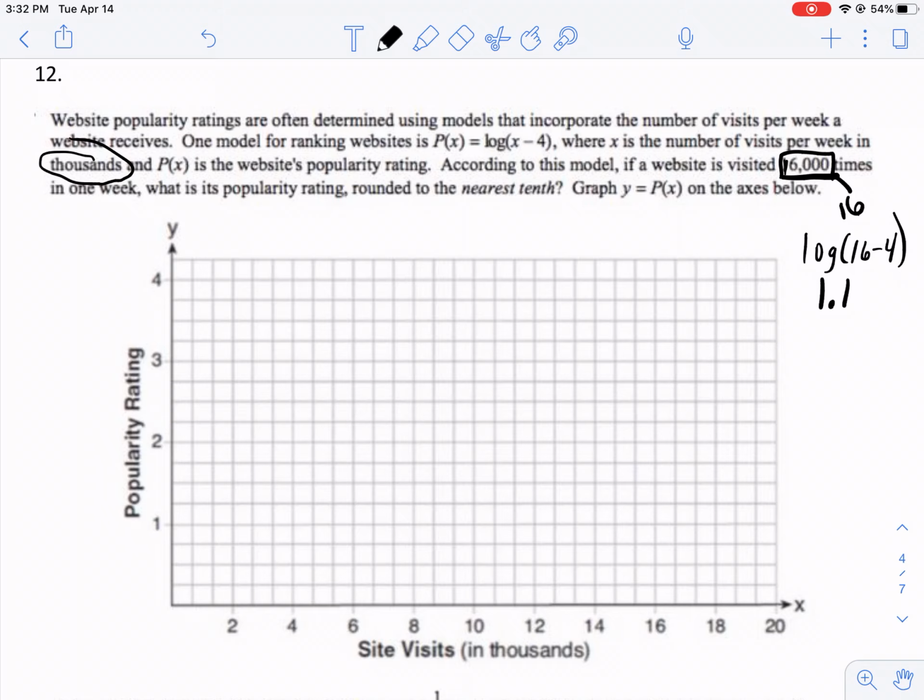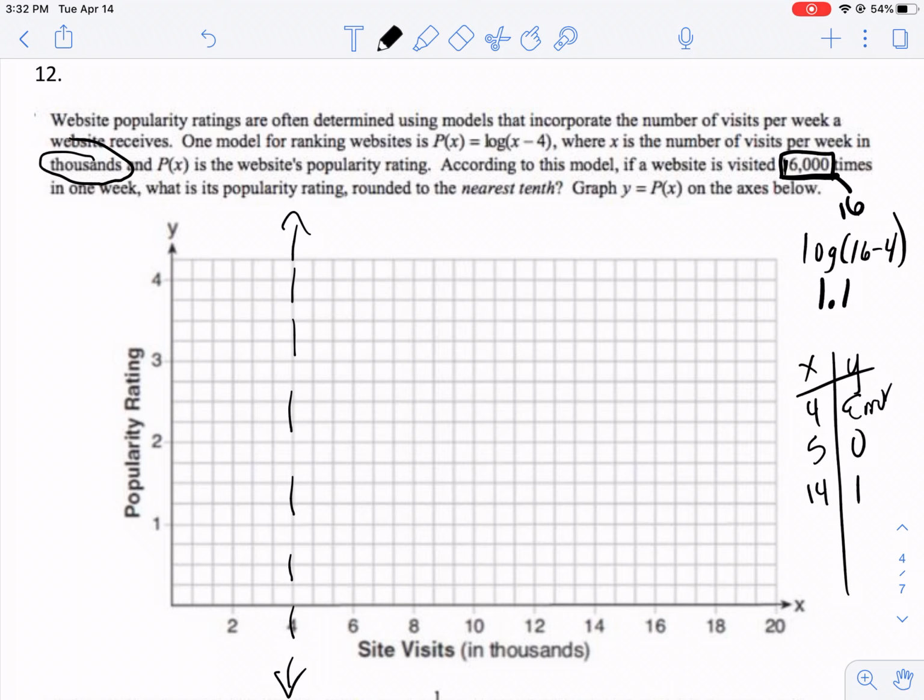Alright. Our asymptote occurs at 4. And let's see, x, y. We have 4 is an error, 5 is 0. Alright, we'll go up to 20. Let's see, 14 is 1, and 20 is 1.2. Alright, so we have 5.